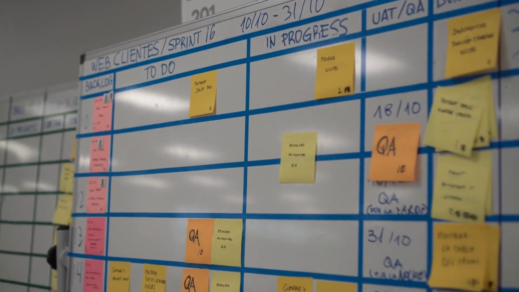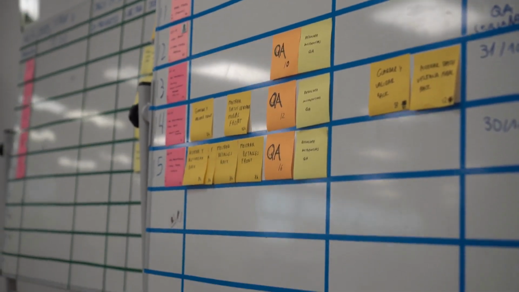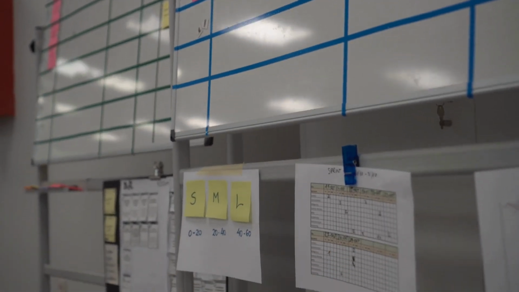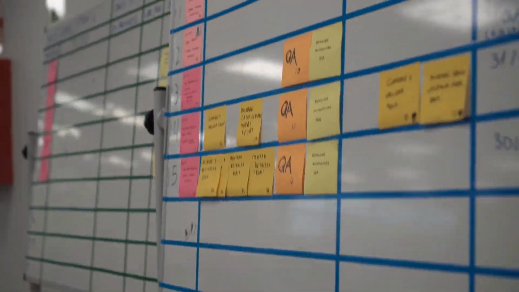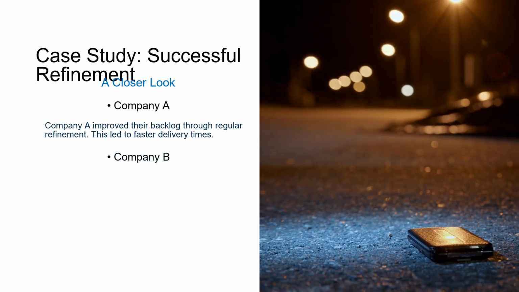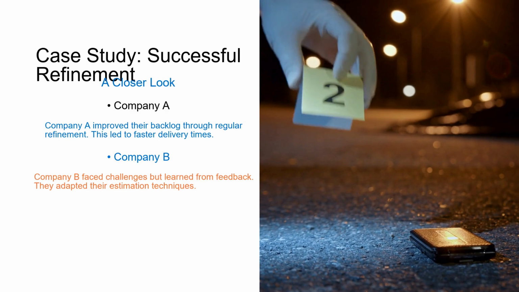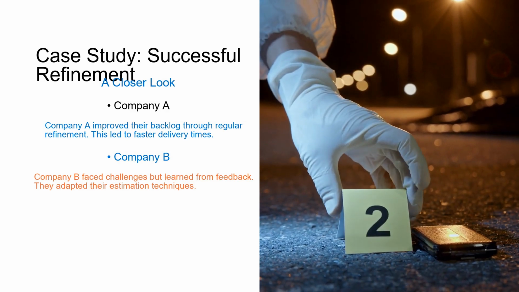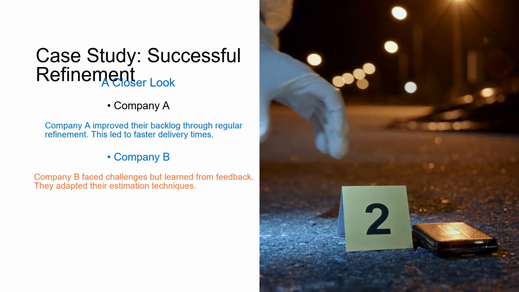Examining real-world examples can provide valuable insights. They illustrate successful backlog refinement and estimation practices. Let's look at a case study of successful backlog refinement. Company A improved delivery times, while Company B adapted their techniques through feedback.